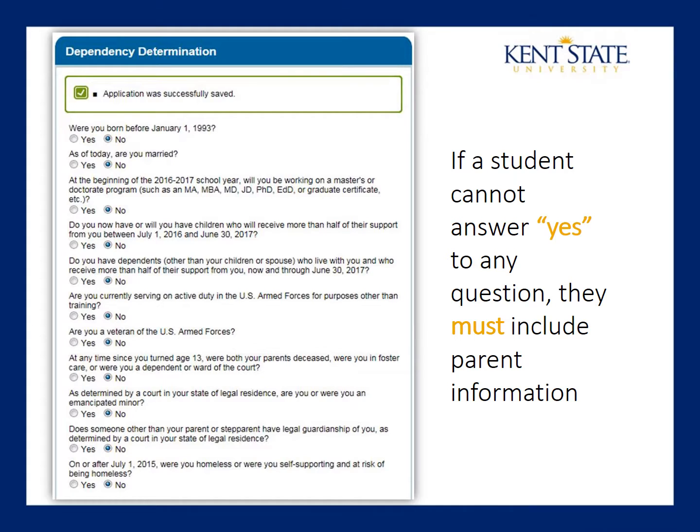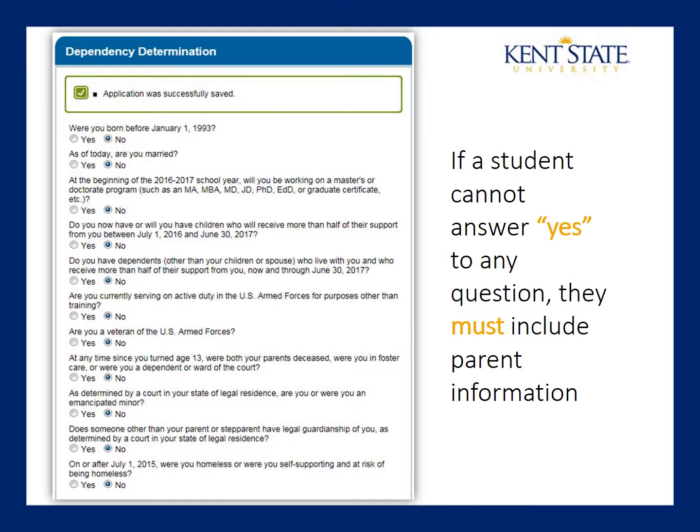The government has developed a series of questions as to how they will determine whether a student is dependent or independent. Essentially, a student has to be able to answer yes to one of these questions in order to be considered independent. Some questions to be answered are, is the student 24 years of age? Are they a graduate student? Do they have a child that they are going to support at least 51%? Are they currently serving on active duty? Are they a veteran? Are they in legal guardianship?